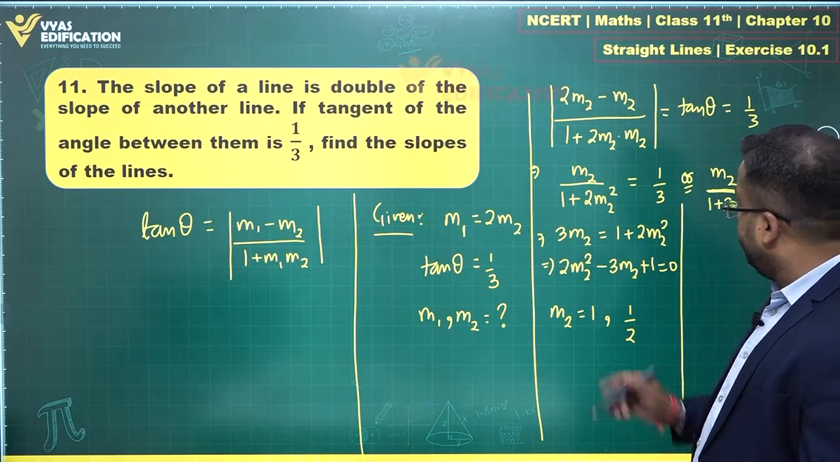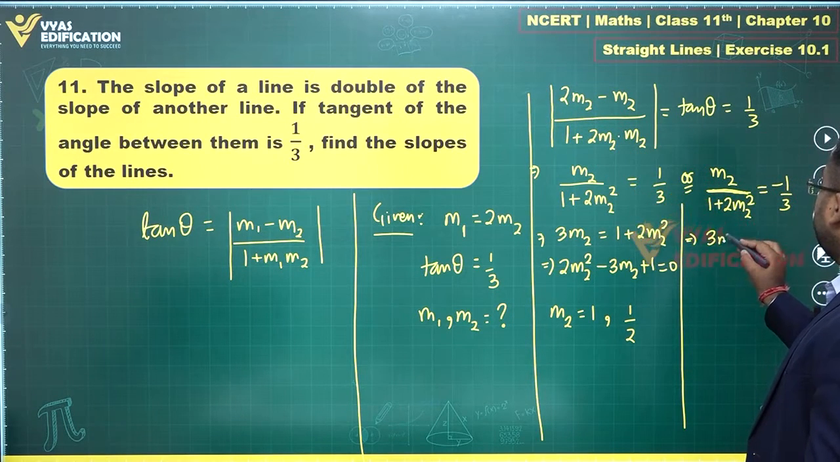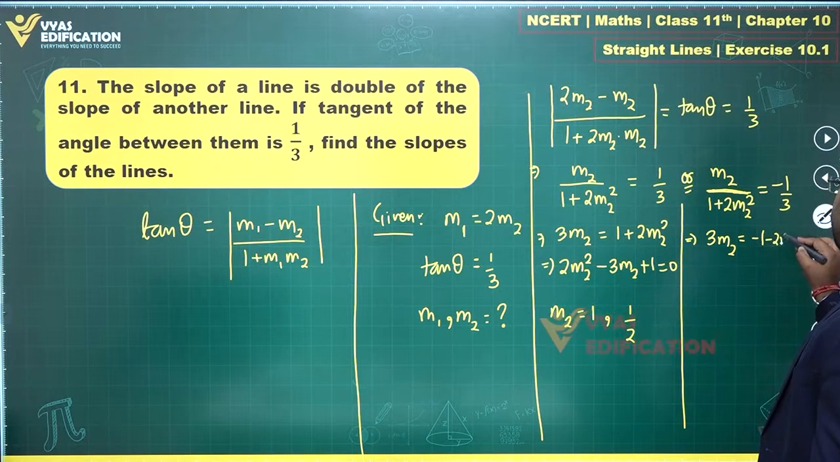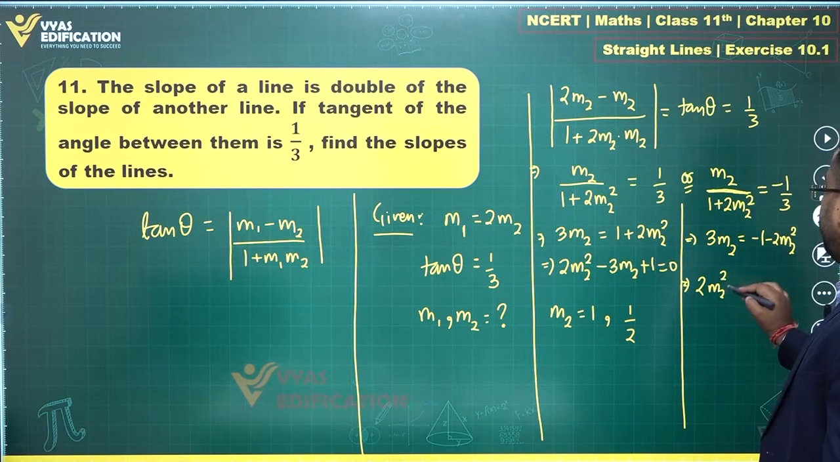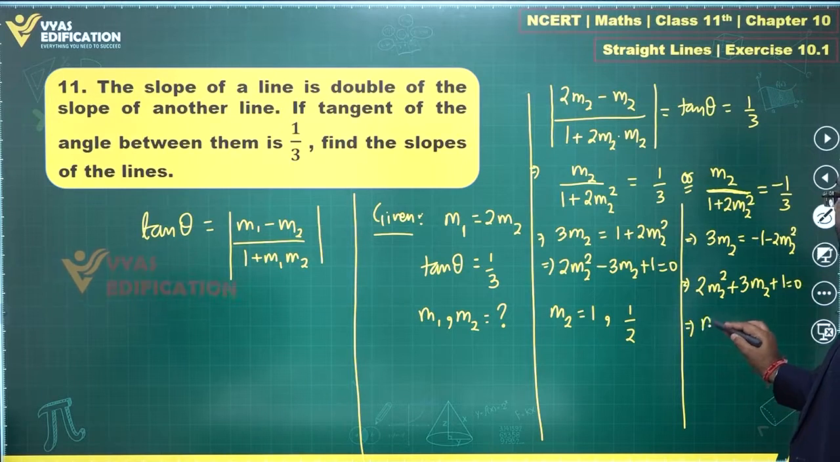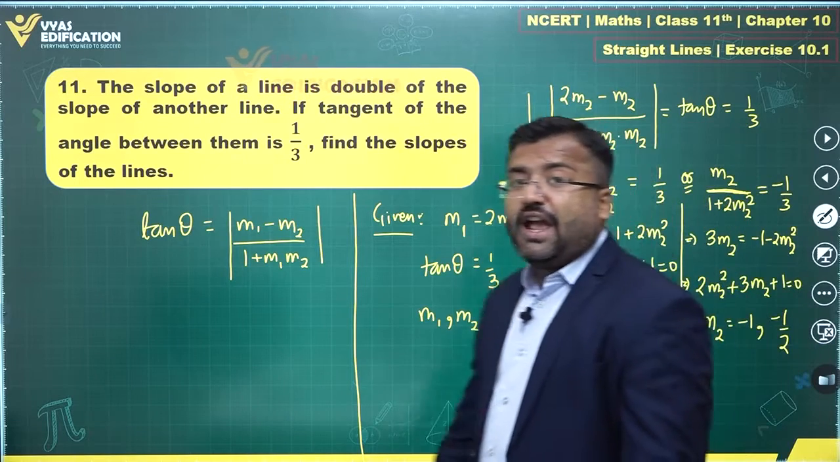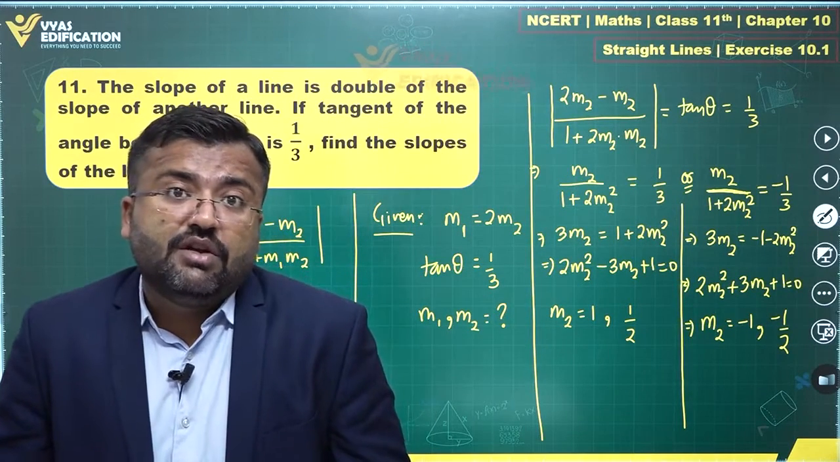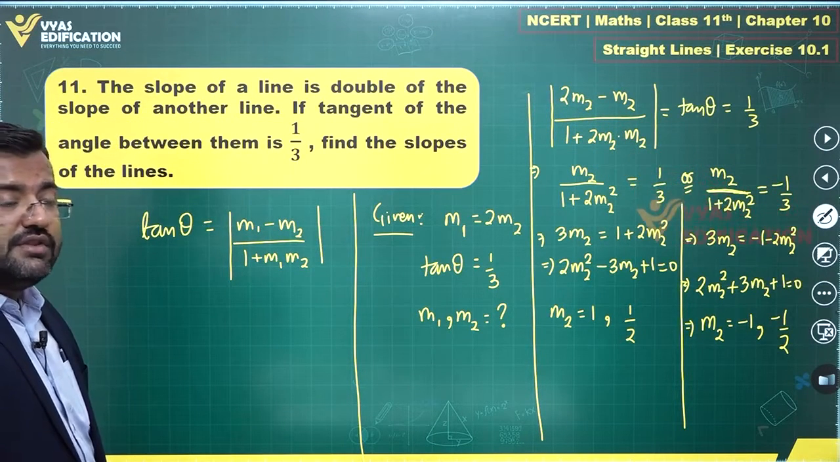Let's try to find values over here as well and see where that takes us. So this becomes 3m2 is equal to minus 1 minus 2m2 square, and this tells me that 2m2 square plus 3m2 plus 1 is equal to 0. One of the values that you can clearly observe will be minus 1, since 2 minus 3 plus 1 is 0. The other value will be minus 1 by 2. So for m2 you are getting 4 possible values. That's pretty interesting.